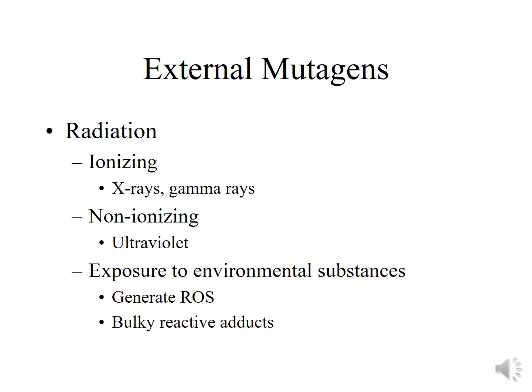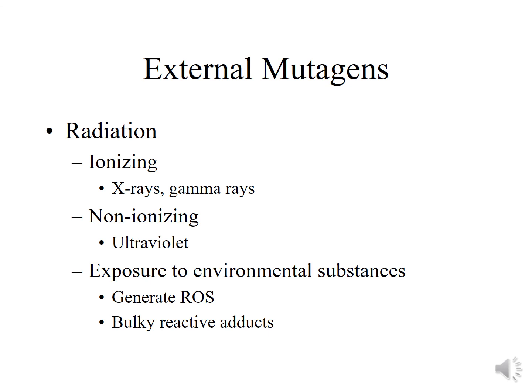Ionizing radiation, such as X-rays and gamma rays, interact with the cellular molecules to generate reactive oxygen species that break the sugar phosphate backbone and cleave the DNA strands. Non-ionizing radiation, such as ultraviolet radiation, cause covalent bonding between adjacent pyrimidine bases on a DNA strand, such as thymine dimers.